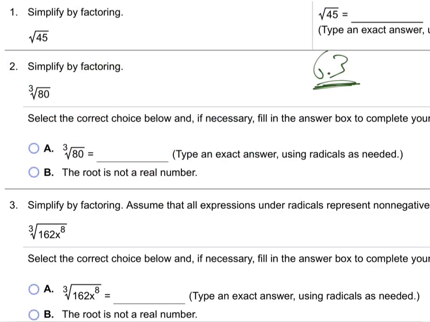All right. So let's see. Number 2. Yeah, there it is. Cube root of 80. So number 2 is the 3 root of 80. So take the 80 and start breaking it down with your calculator. So just start dividing. Doesn't matter where you start. Just divide by whatever you can. Break that 80 all the way down.